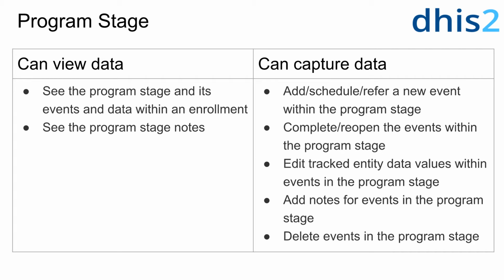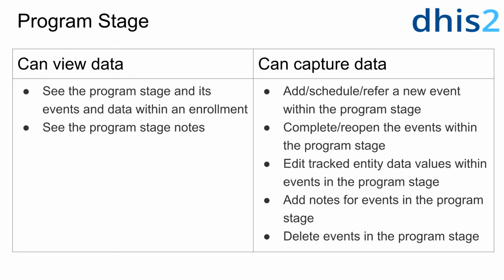By sharing your tracker program with a user or user group with the data CanView data setting, this will allow them to see the program stage and its events along with the data within an enrollment, as well as see the program stage notes. This is where the analysis component of information must also be considered. The CanView data sharing setting applies in both CanCapture as well as analysis applications, allowing you to review data within the program stages that have been shared. If the program stages are not shared at some level, then the user will not be able to view the data associated with these stages in either CanCapture or the analysis applications.